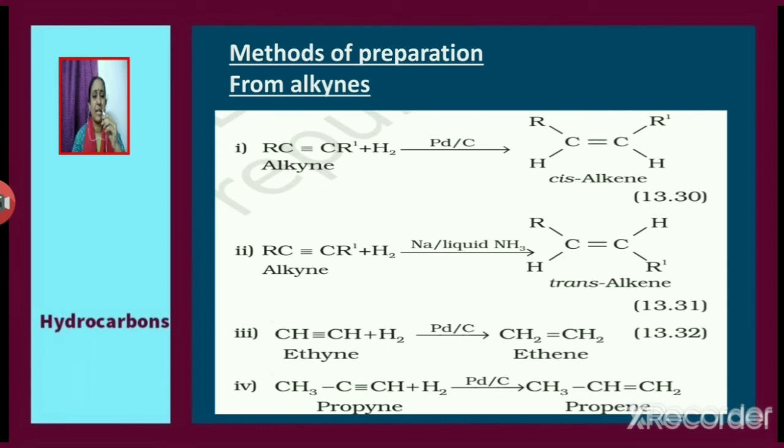First method, from alkynes. An alkyne undergoes hydrogenation reaction, that is addition of hydrogen in the presence of palladised charcoal to give cis-alkene. Whereas an alkyne undergoes hydrogenation reaction in the presence of sodium in liquid ammonia to give trans-alkene. Now consider ethyne CH triple bond CH. Addition of hydrogen in the presence of palladised charcoal gives ethene. Now consider propyne. Addition of hydrogen to propyne in the presence of palladised charcoal gives propene.